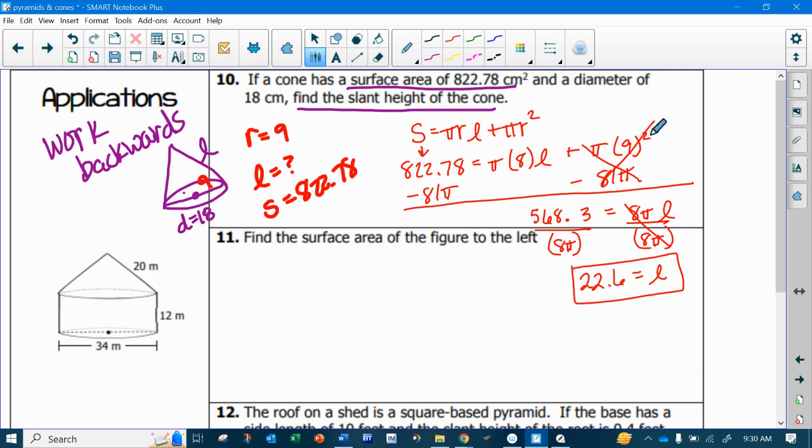So you have to work backwards. Since we were adding this number, we had to subtract it. And then we were multiplying by this one, so we had to divide. So, working backwards. All right, so we'll move on to volume.